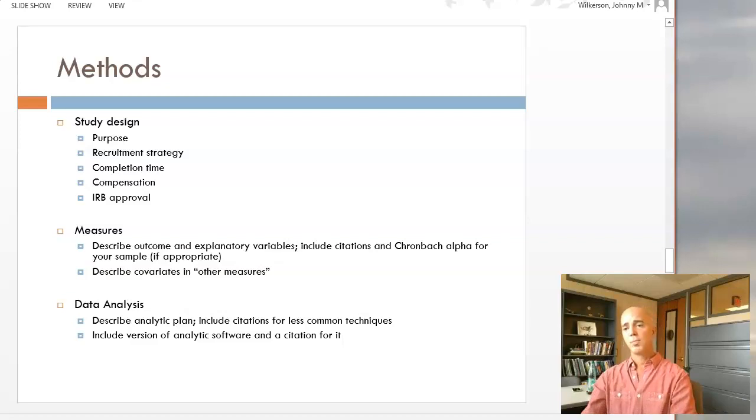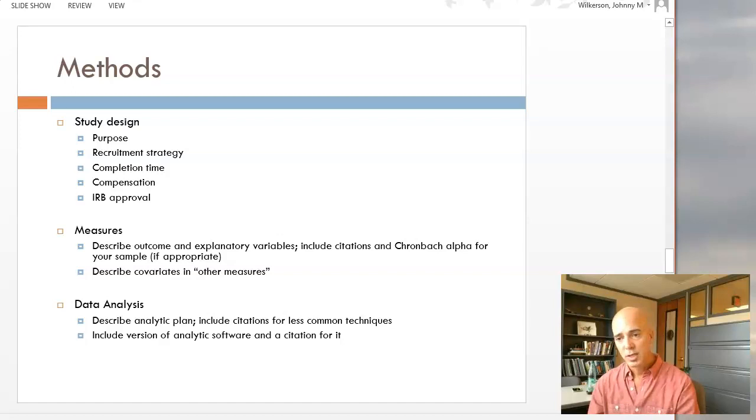All right, let's talk about the method section. The method section is incredibly formulaic, you guys. It's probably the easiest section to write. It's in 3 sections, and it's pretty much always the same 3 sections. You have study design, measures, and data analysis. The study design is essentially 5 or 6 sentences. The first sentence is the purpose of the study. The second one is your recruitment strategy, followed by your completion time, whether you had compensation, and whether you had IRB approval.